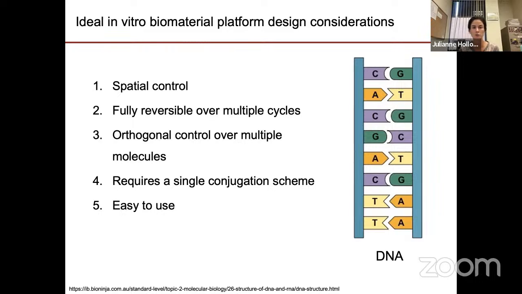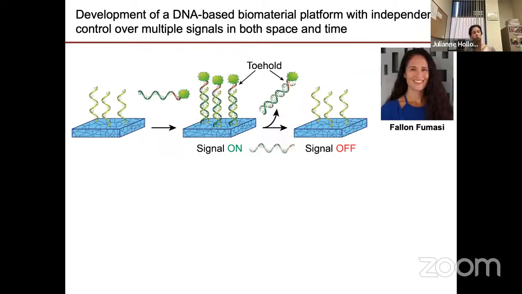And so we looked to DNA as a mechanism for doing this. The idea was to tether DNA onto our hydrogel surfaces through photopatterning, and then use DNA hybridization, as well as toehold mediated displacement, to turn biomolecules on and off at specific times. This work was really led by Fallon Famasi, who recently graduated and is now at Gore.